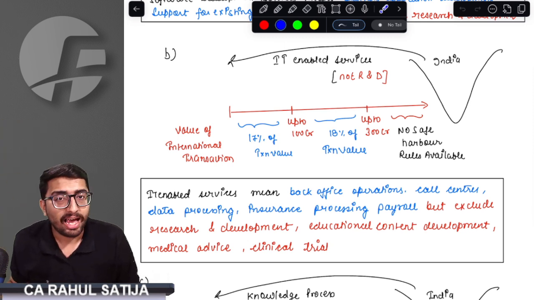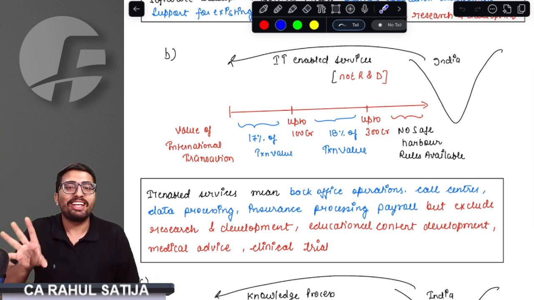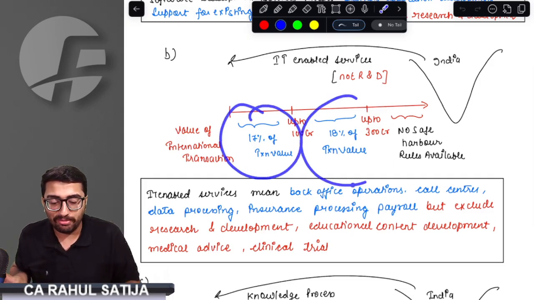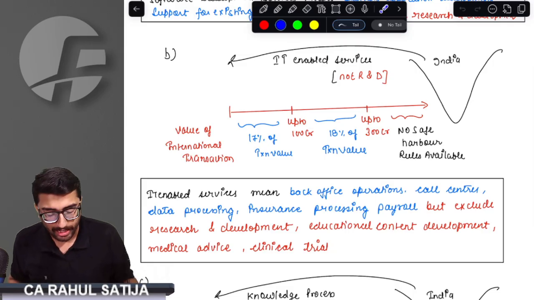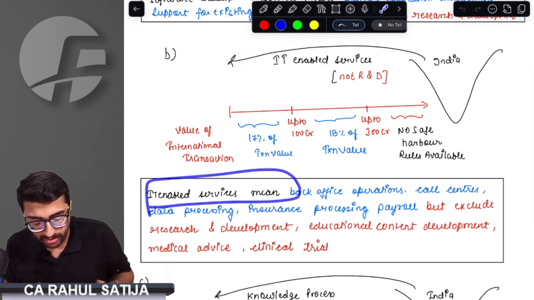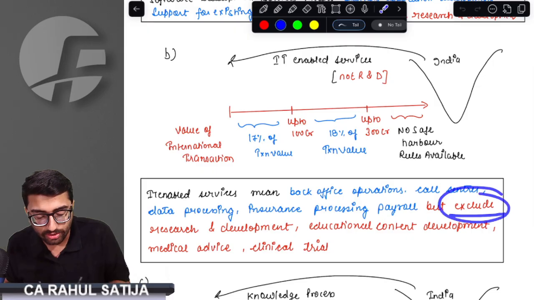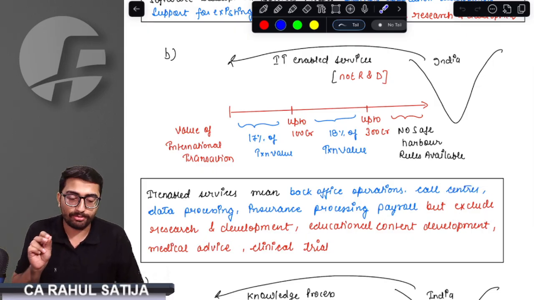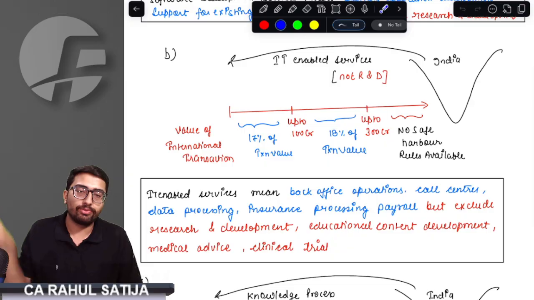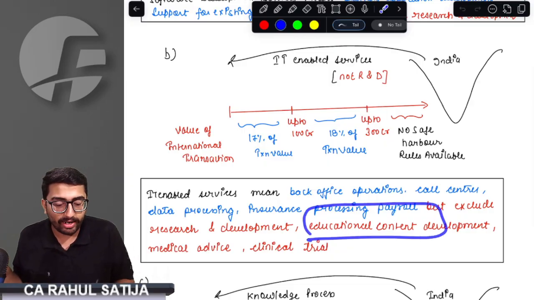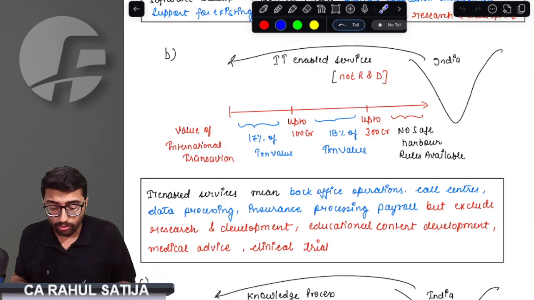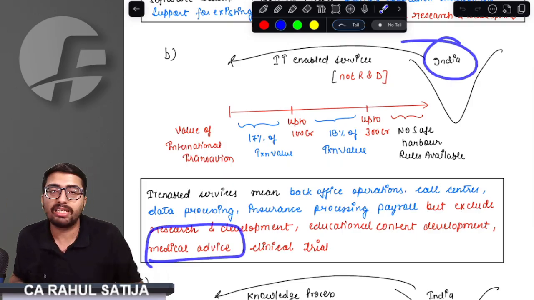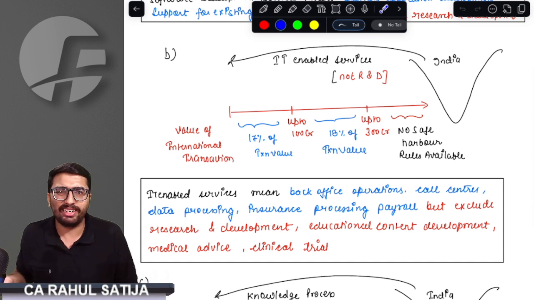These services are given, and if the Indian entity bills, then it has to declare profit of 17 or 18% as per safe harbor rules. But here is the catch. IT-enabled services does not mean research and development. If the Indian entity provides research and development, then safe harbor rules would not be given. If it provides educational content development services, the safe harbor rule would not be given. If any medical advice is given, it is not relating to IT, so no safe harbor rule would be given.